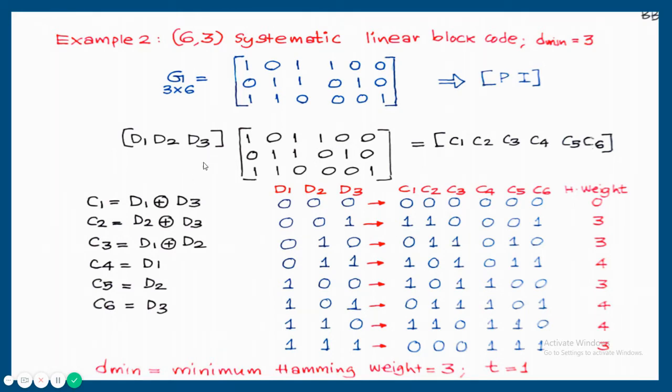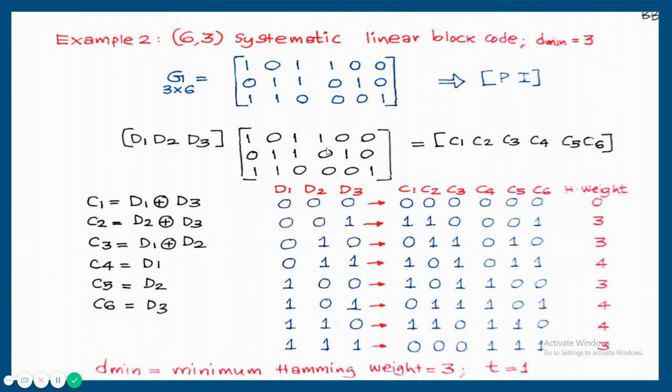So equations can be written like this. First row multiplied by first column: D1 into 1 XOR D2 into 0 XOR D3 into 1. So C1 is equal to D1 plus D3, because the second product is 0, that is, there is no D2. Next, the row multiplied with column number 2: D1 into 0, so there is no D1, D2 into 1 plus D3 into 1. So the second equation is D2 plus D3. Third column: D1 into 1 plus D2 into 1, so the third is D1 plus D2.